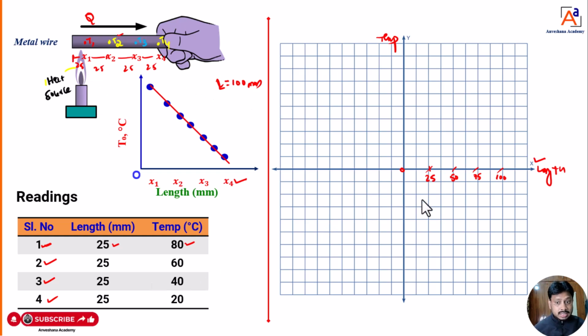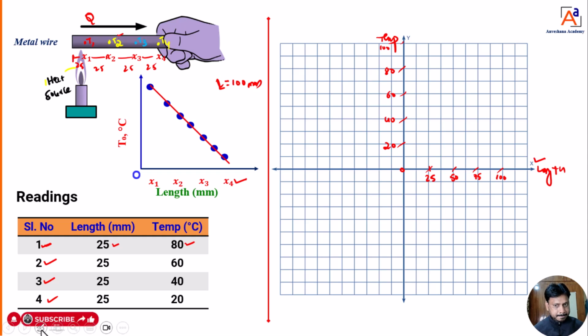Okay, fine. Next, I will mark the temperature. How can I mark it, dear students? It is 20, and here it is 40. Here it is 60, and here it is 80. And here it will be 100, dear students. Okay, now I will draw the graph. I will draw the graph, you can see how it is done here now.